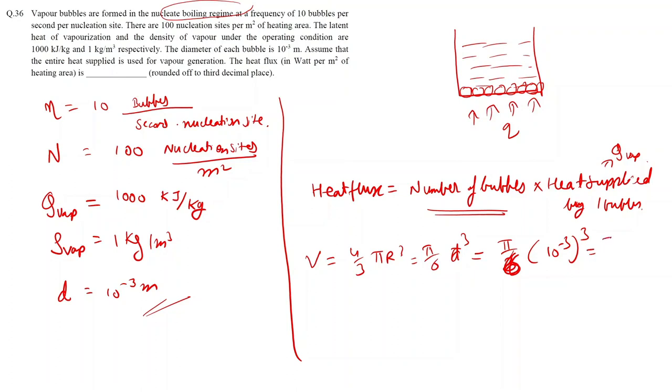So the volume of the bubble is pi by 6 into 10 raised to minus 3 meter cube. Similarly, the mass of the bubble we can find as mass is equal to rho into V. The density we have been given as 1 kg per meter cube. Ultimately, the mass will become the same as the volume, 10 raised to minus 9 kg.